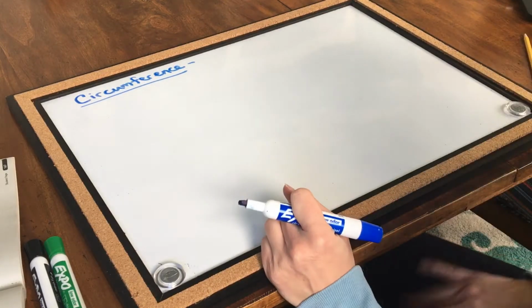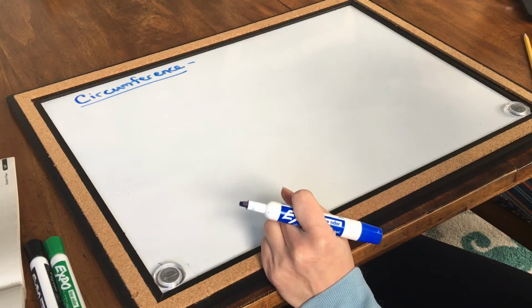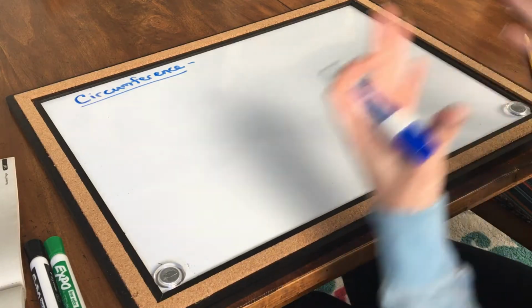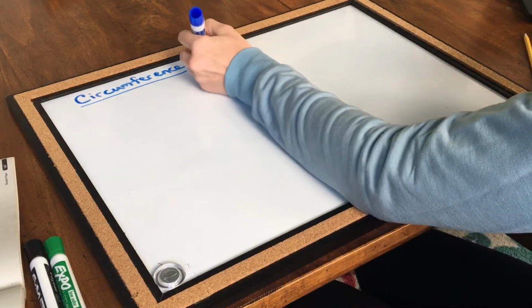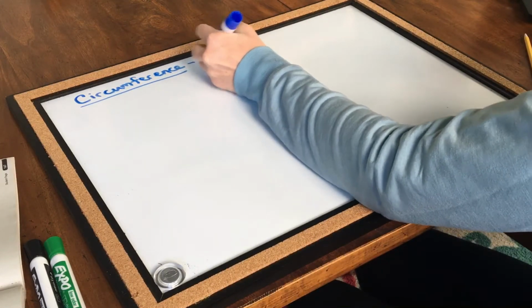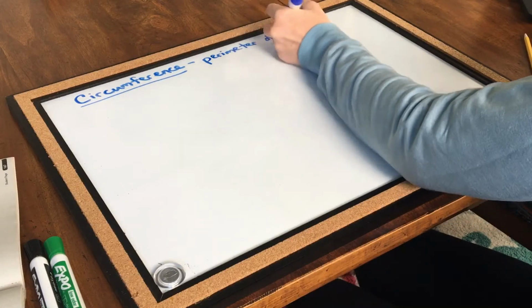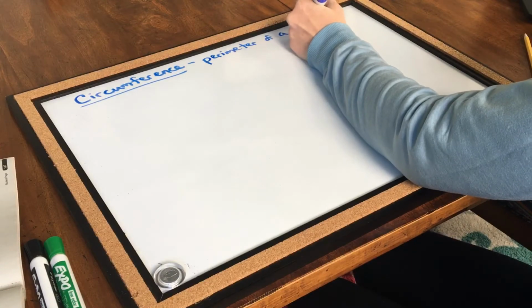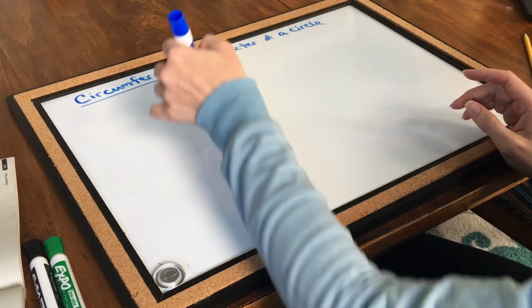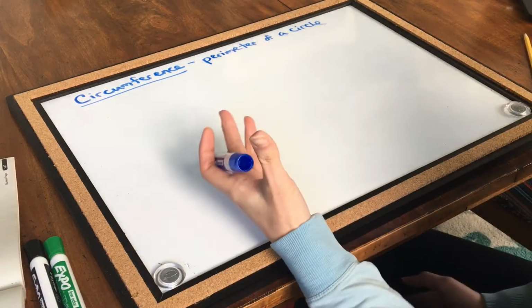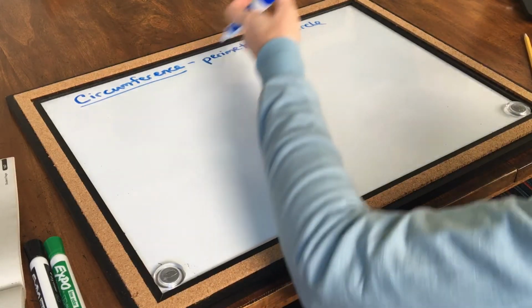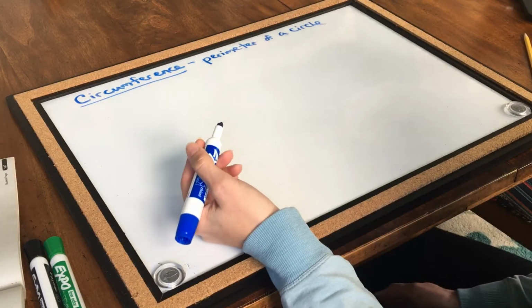So when we talk about circumference, circumference is like the perimeter of a circle, or sometimes we would say it's the distance around the circle. So as we're thinking about circumference, we're always thinking about distance around the circle, okay?